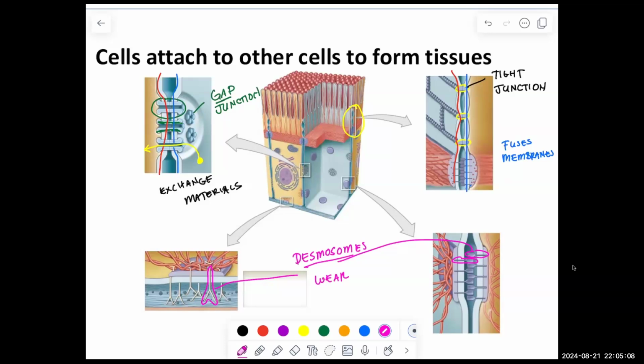Okay. So the tight junction is the strongest. Gap junction is the second strongest because it's fusing the membranes, even though that one's allowing materials to move through. And this one's the weakest. But they are three different methods that cells use to hold on to each other.